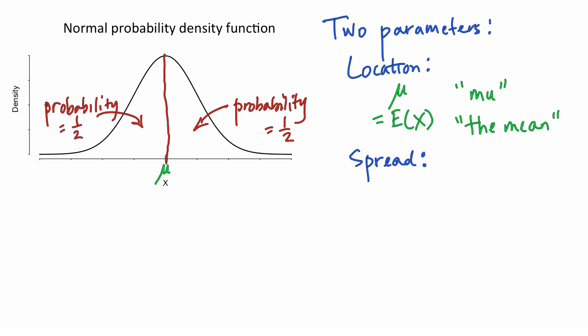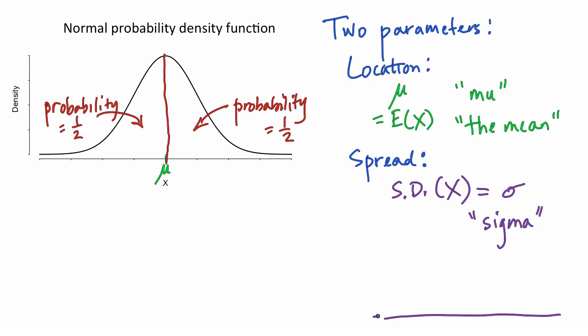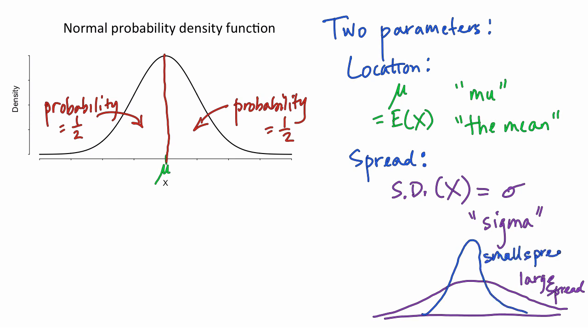Our second parameter tells us how spread out our bell curve is. This is reflected by the standard deviation of the random variable x, and its symbol is the Greek letter sigma. The larger sigma is, the more spread out the normal curve is. For a random variable x with a normal distribution with mean of mu and standard deviation of sigma, we write x tilde, meaning x has this distribution, N for normal, and then the values of our two parameters, mu and sigma, in brackets.